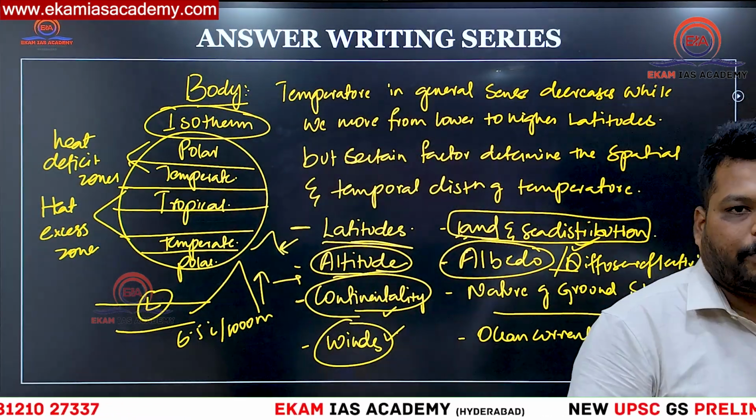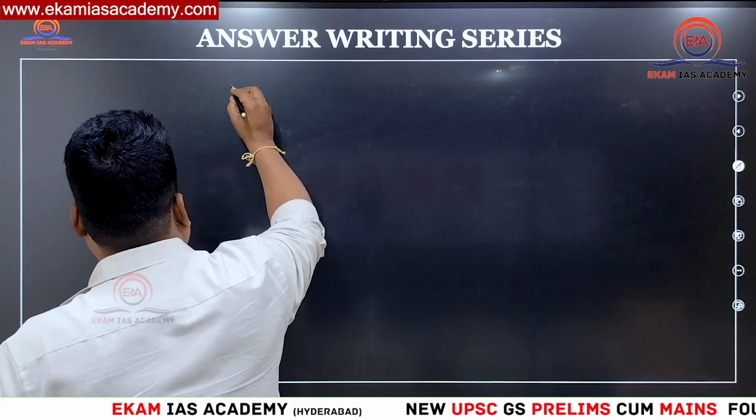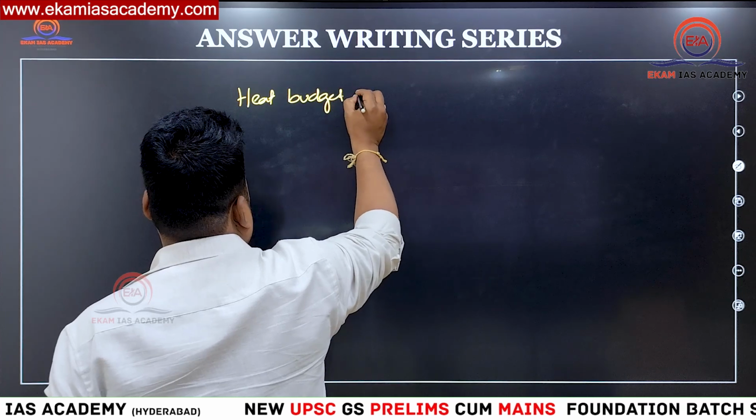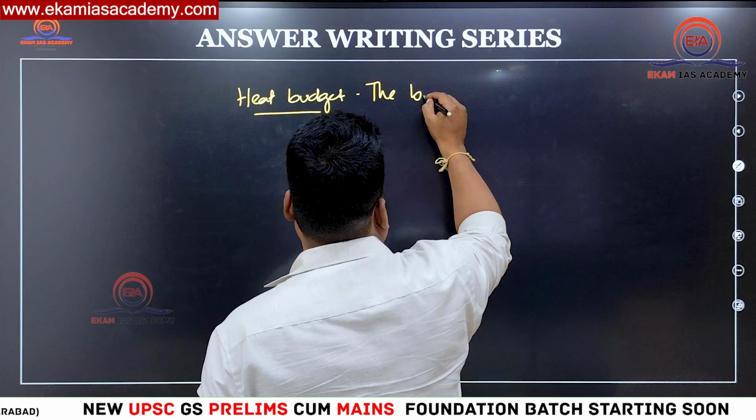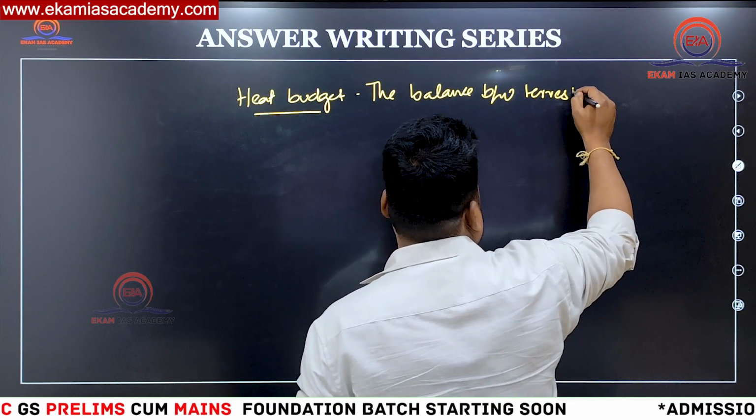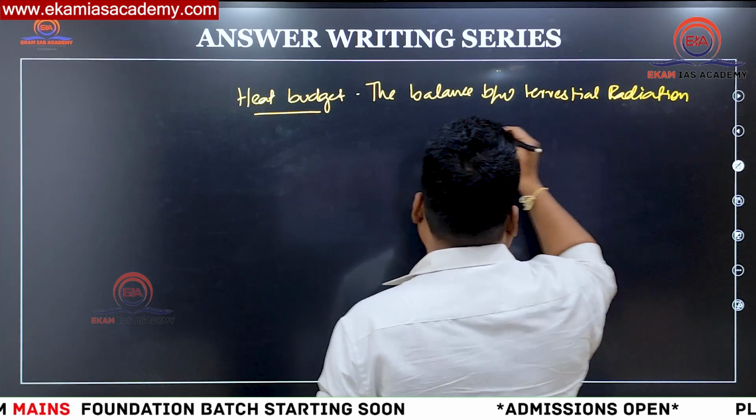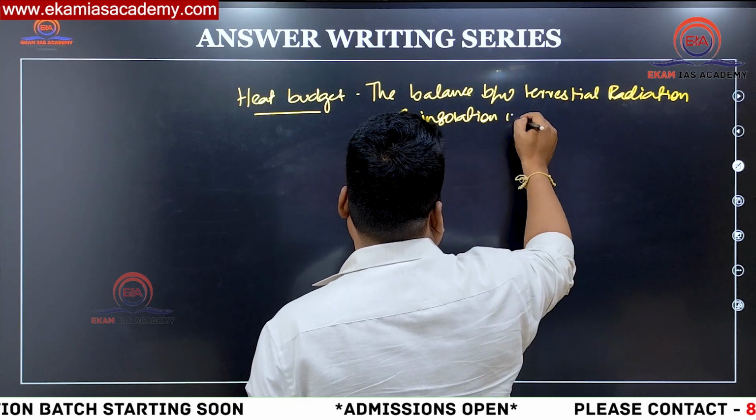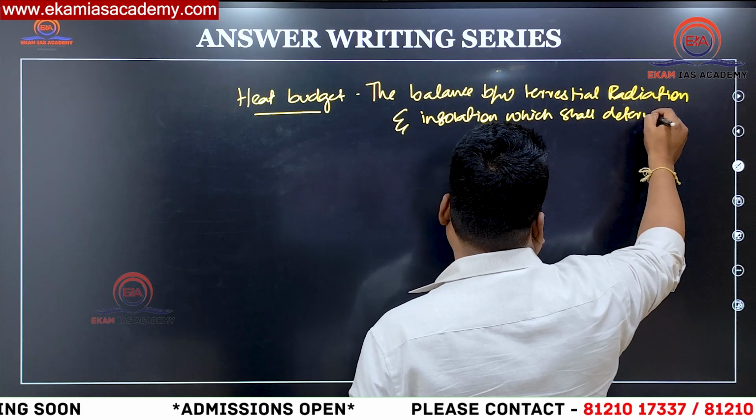And within the body you can write two terminologies which are associated with the distribution of temperature. One is heat budget. Regarding the heat budget of the earth, the balance between terrestrial radiation and insolation shall determine temperature.